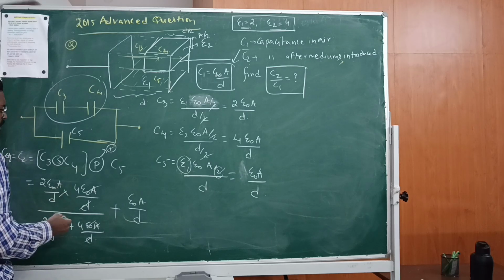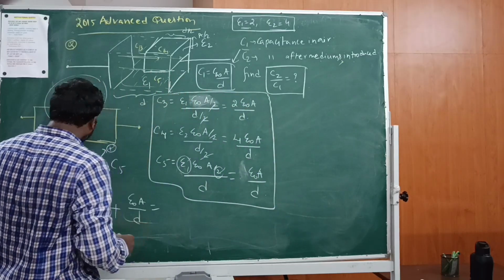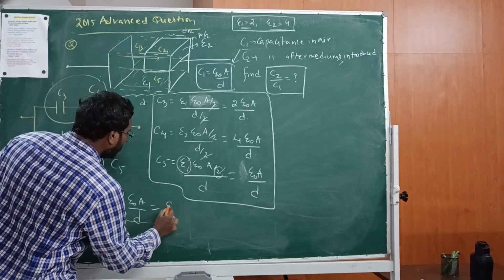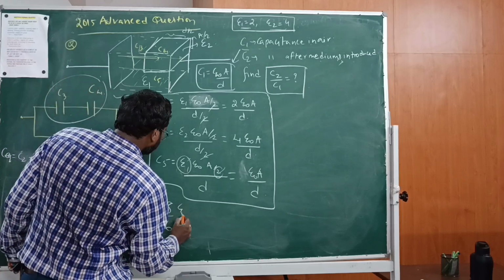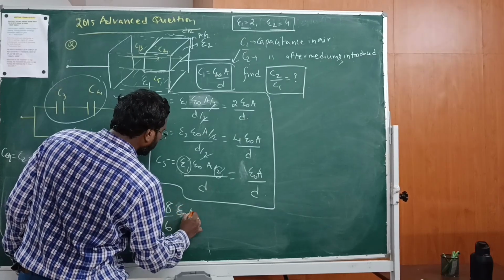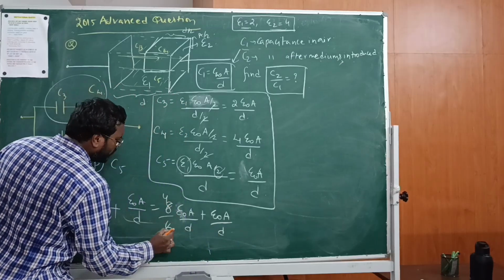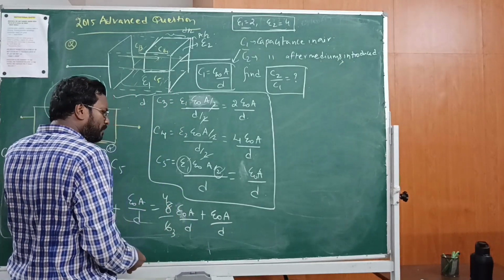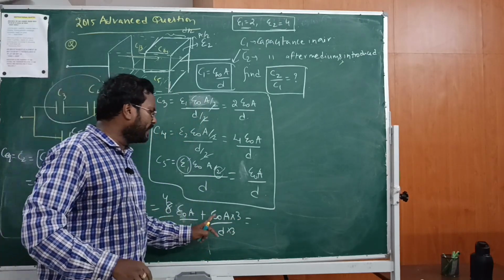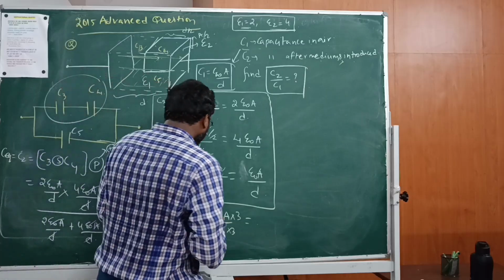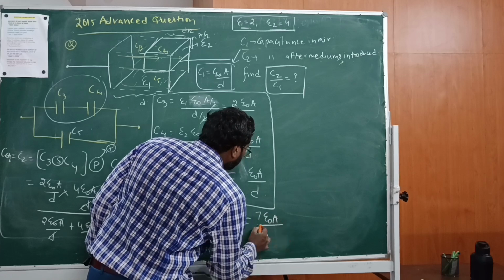So the final result will become 4 into 2, 8 by 4 plus 2, that will be 6, into epsilon naught A by D, plus epsilon naught A by D. So here we have 4 by 3, we can cancel them, 4 by 3 epsilon naught A by D. So taking LCM, we get 3 into 3. So what will be this, ma? 4 epsilon naught A plus 3 epsilon naught A, that will become what, ma? 7 epsilon naught A by 3D.